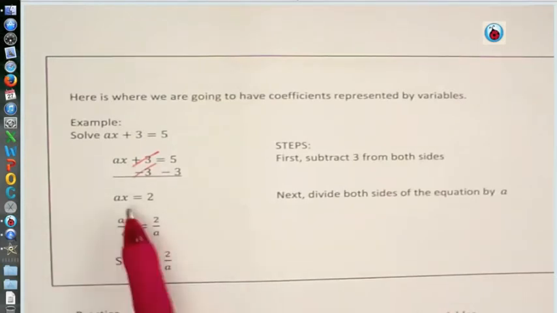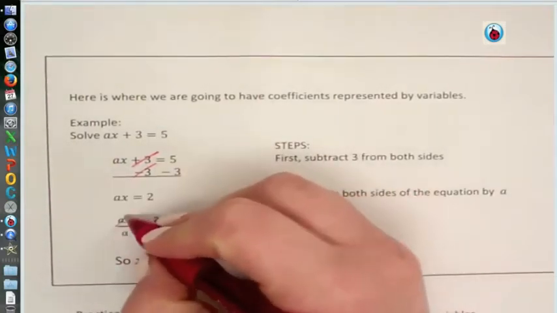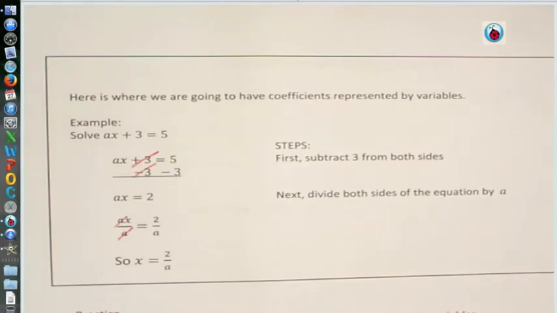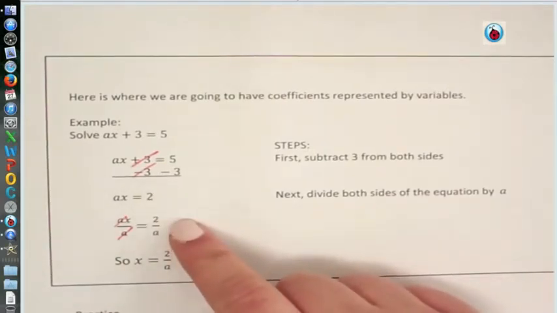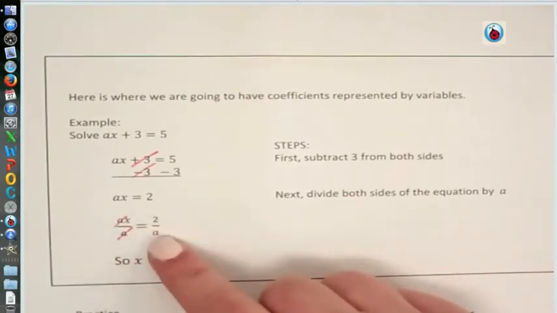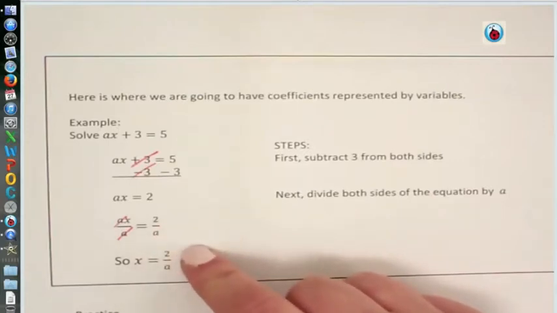To get x by itself, we have to divide by this coefficient, a. So we divide both sides by a. The a cancels with the a in front of x. That part is fine. We get x by itself. The weird part is on the right side, 2 divided by a. A is a variable. It could be any number. We have no idea what number a is, so we can't really simplify this or evaluate it. We have to just say, all right, 2 over a is the answer. There's not much more we can do there.